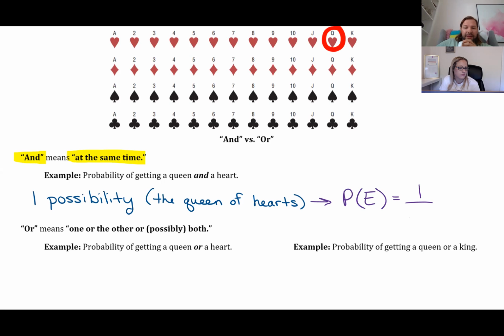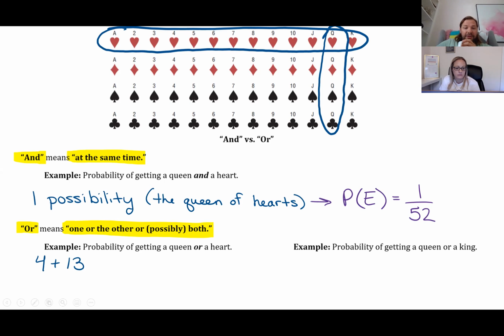So the probability of getting the queen of hearts is 1 over 52 because there's only one queen of hearts in the deck of 52. But the probability of getting a queen or a heart is slightly different because there are 4 queens and there are 13 hearts. Okay. And then if we just added up everything in this column and everything in that row, we would get 17 possibilities, but one of those was counted twice. So that's why we're subtracting off this 1, because the queen of hearts was counted twice in that list, okay? So the probability of getting a queen or a heart would be 16 possibilities divided by the 52.